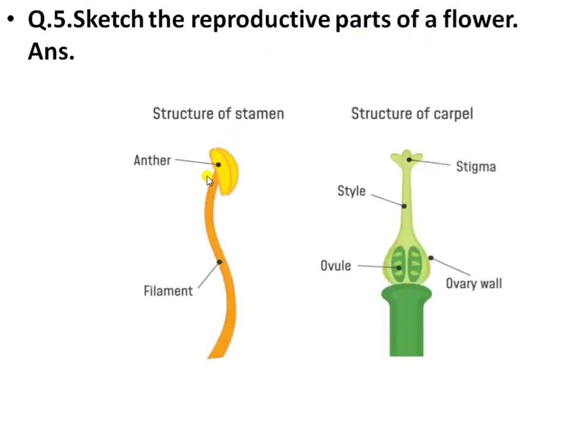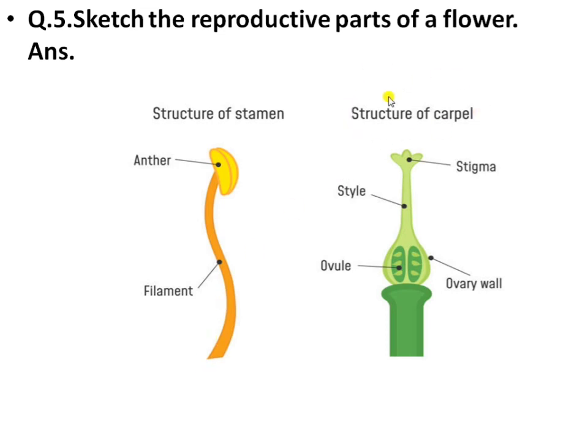Okay, next is question number 5. You have to sketch the reproductive part of a flower. In the reproductive part of the flower, there are two parts, the male part and the female part. This is the structure of the stamen, the male reproductive part. Here the anther is present at the top. This anther is a bilobed structure, and in the anther several pollen grains are present, which are male gametes, and this stalk-like structure is the filament.